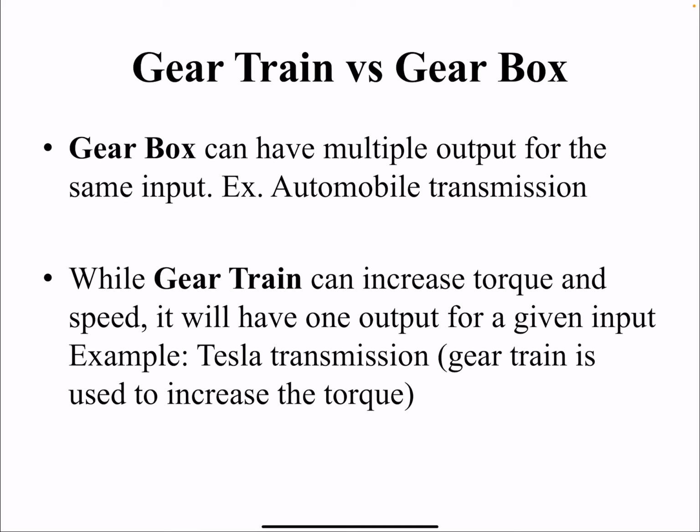There are transmissions that are gear trains, like the Tesla transmission. The Tesla Model 3 transmission is just a gear train, which means that it just increases the torque. If you want to increase the speed, the electric motor is going to rotate faster and create higher torque and higher speed if you need it. So the torque and the speed are changed at the motor, but the transmission only increases the torque. It's a double reduction transmission, which means that the torque is increased twice and the speed is reduced twice.